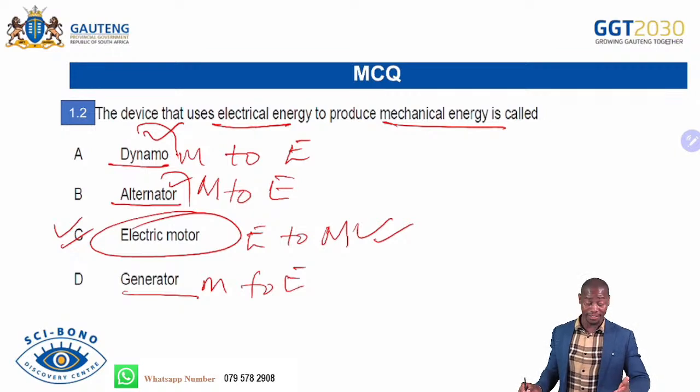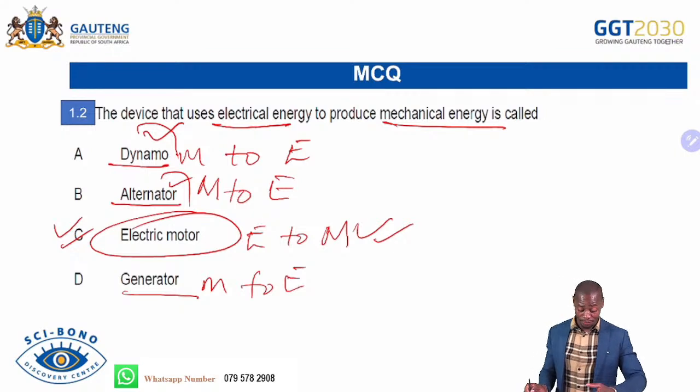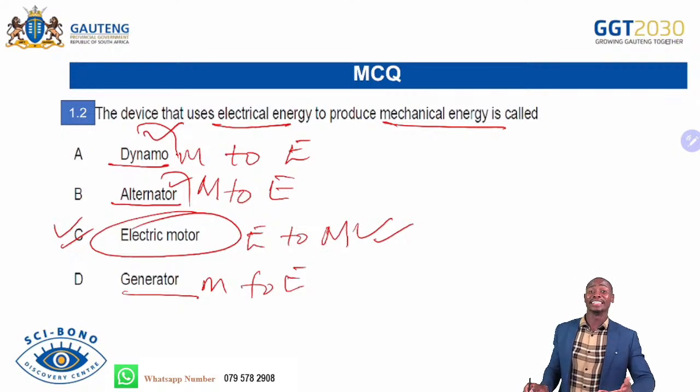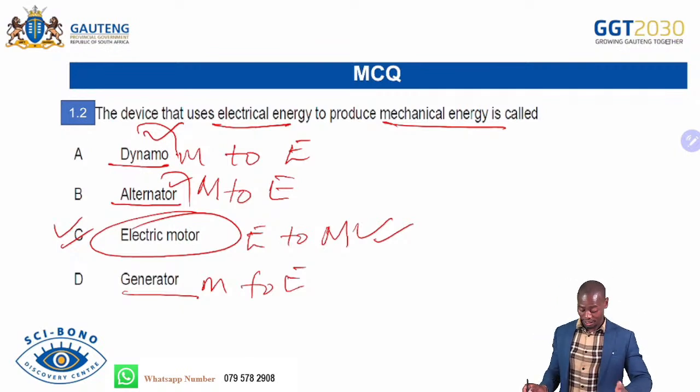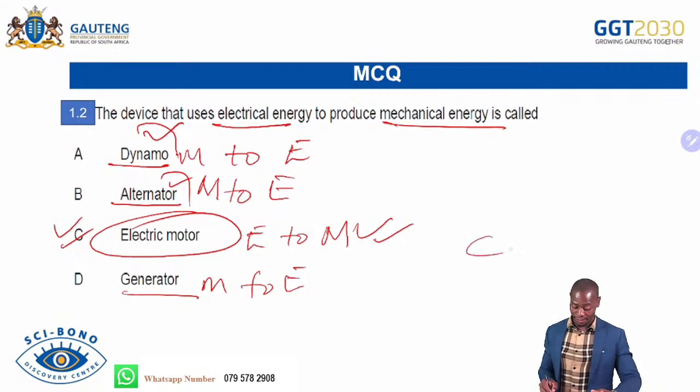So obviously a generator converts mechanical energy to what? To electrical energy. Then an alternator, that is an AC generator, right? Then it converts again mechanical energy to electrical energy. Then an electric motor, electrical to mechanical, which is what we are looking for. Generator, mechanical to electrical, so it can be. So the correct answer for this one will be what, learners?